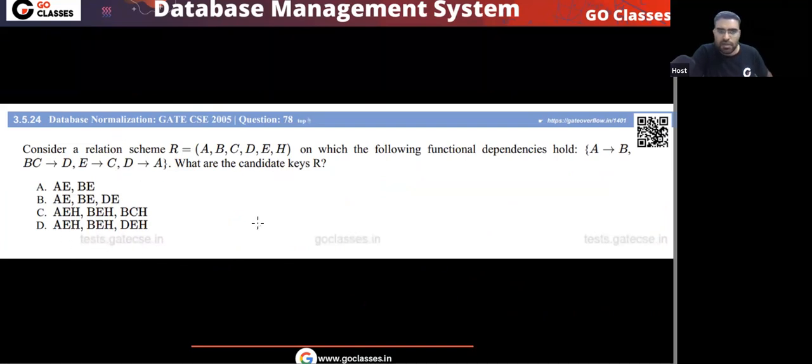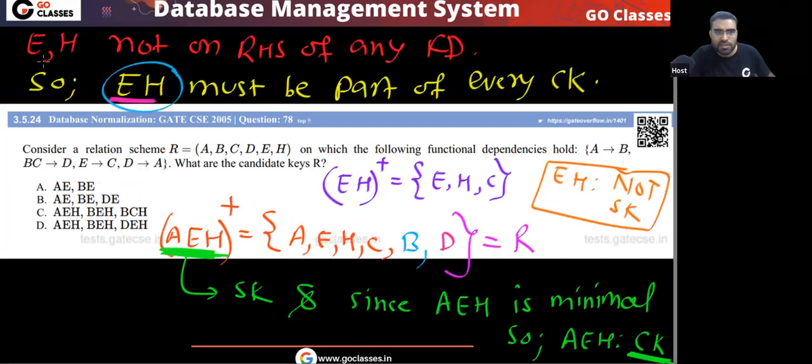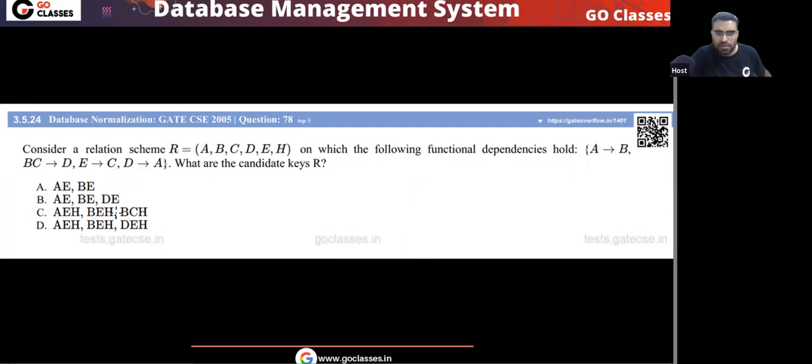What else? First of all, you tell me one thing. Some options you can eliminate, right? Some options you can eliminate because this EH must be part of every candidate key. So some options are gone. Which options are gone? This option is gone. These options are definitely gone because EH must be part of every candidate key.